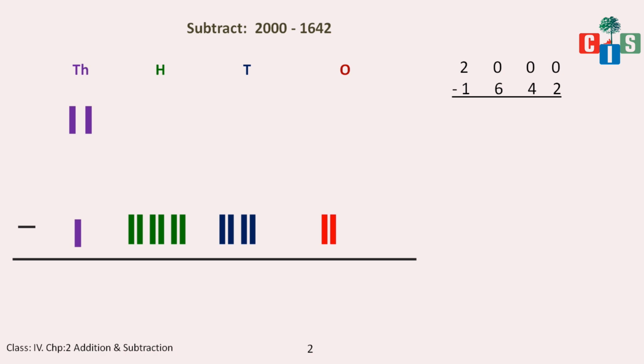Now starting the subtraction from the extreme right, that is from the ones place, you have to subtract 2 from 0. Can you do that, students? No, you cannot do that because 2 is greater than 0. So what ones will do is, ones will go to tens and ask for an object. But tens will say that I don't have any object. Then tens will go to hundreds and ask for an object. Hundreds says I don't have any object.